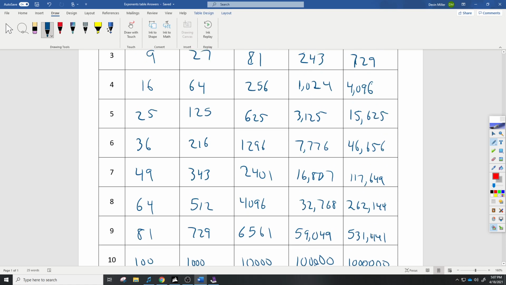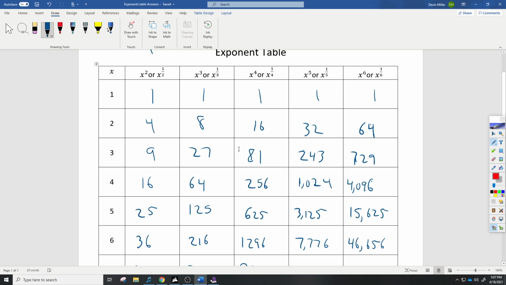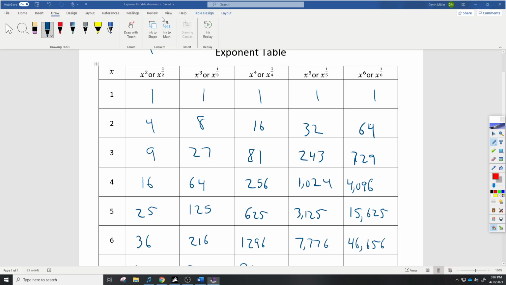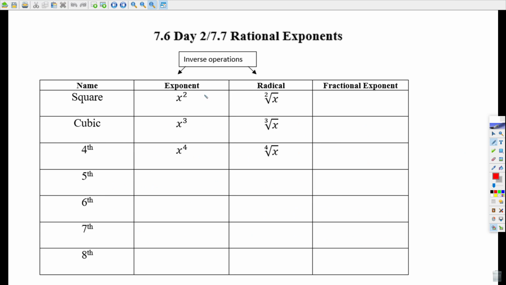A lot of times, though, we'll be seeing some smaller numbers that we're going to be working with today. But I'm going to show you how to use this chart in the lesson today. So make sure you have this handy and kind of reference this back and forth. Okay, so some new notation we're going to talk about today has to do with fractional exponents, or they call them rational exponents. These mean the same thing.